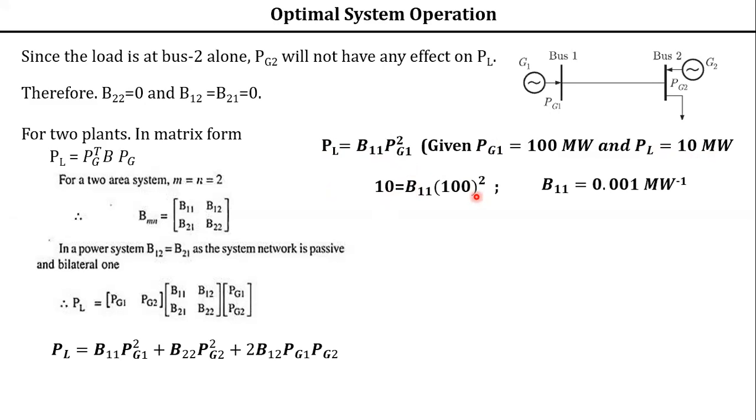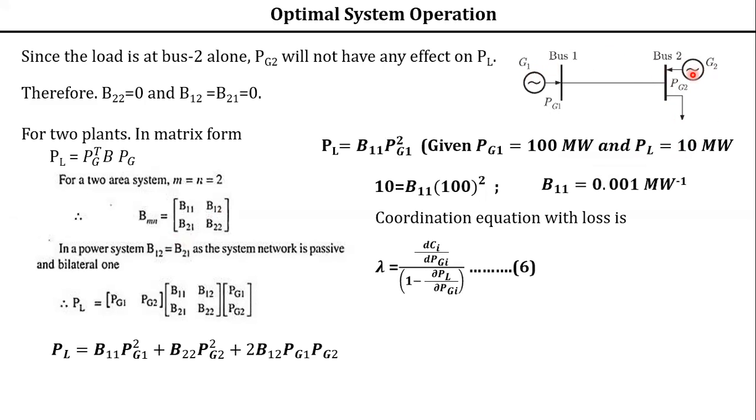Now you see all the elements of this P matrix coefficients, that is the loss coefficient matrix. Okay, now what is next? We have to find out the load. What is the load, and what is the power received from G1 and G2? For that, you have to consider the coordination equation with loss.